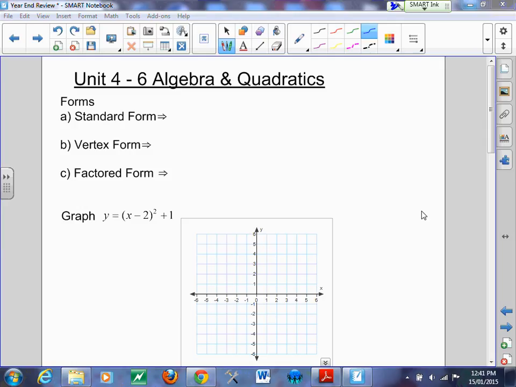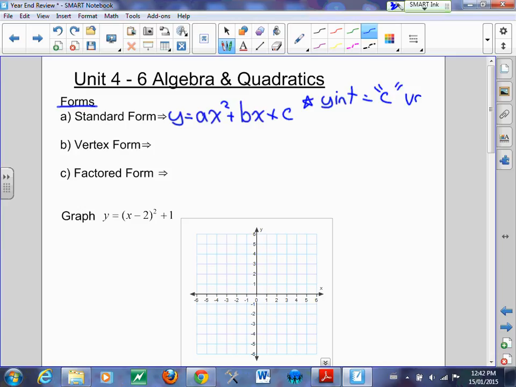All right, folks, the first thing we want to talk about, other than what the equation looks like, what the table of values looks like, what the graph looks like, so go back to that unit 1 again, is the forms of the quadratic. Okay, there are 3 different forms. Standard form is y equals ax squared plus bx plus c. And what does this tell us? It tells us the y-intercept. So the y-intercept equals the c value. Okay, so just underline that, c value.